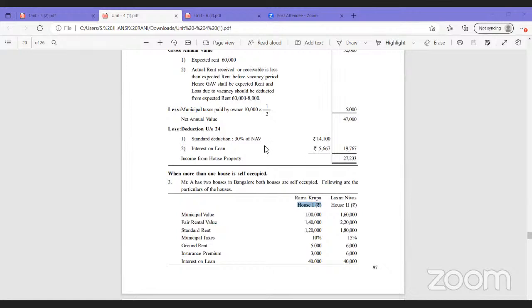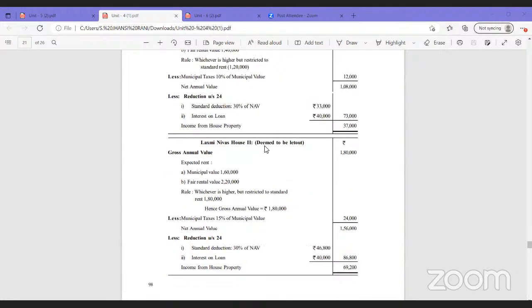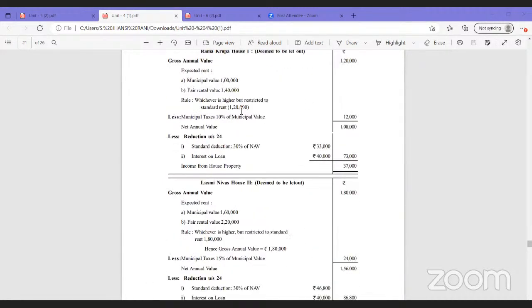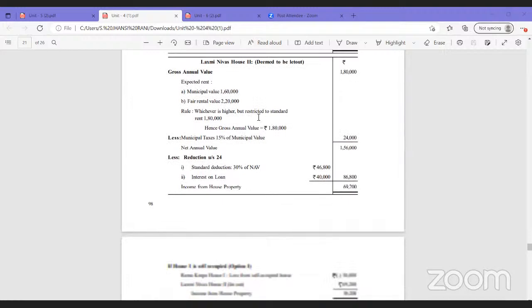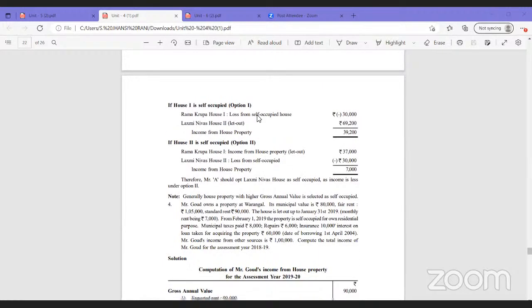Yeah, and in 109 there is a printing mistake, it is 10,000, not 12,000. Yes, you can just check here. Yes, it is correct. Therefore, self-occupied income is less under option 2.